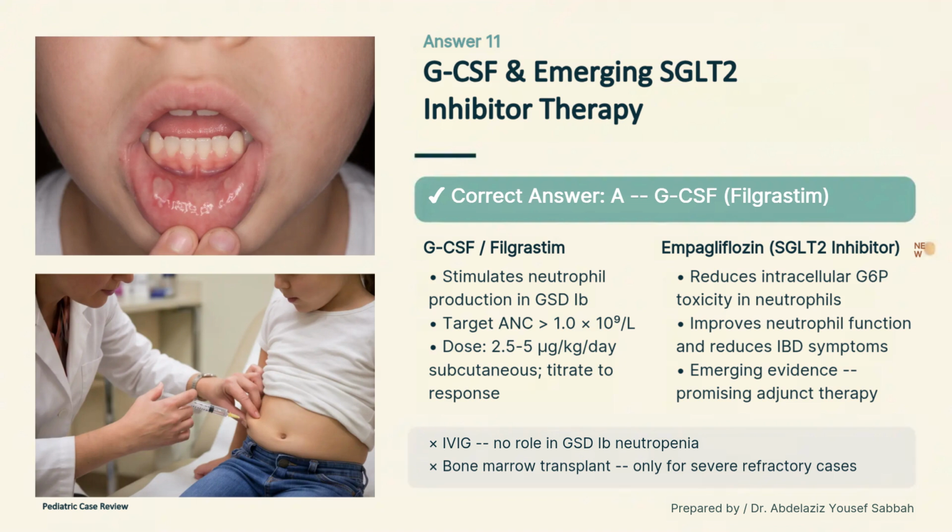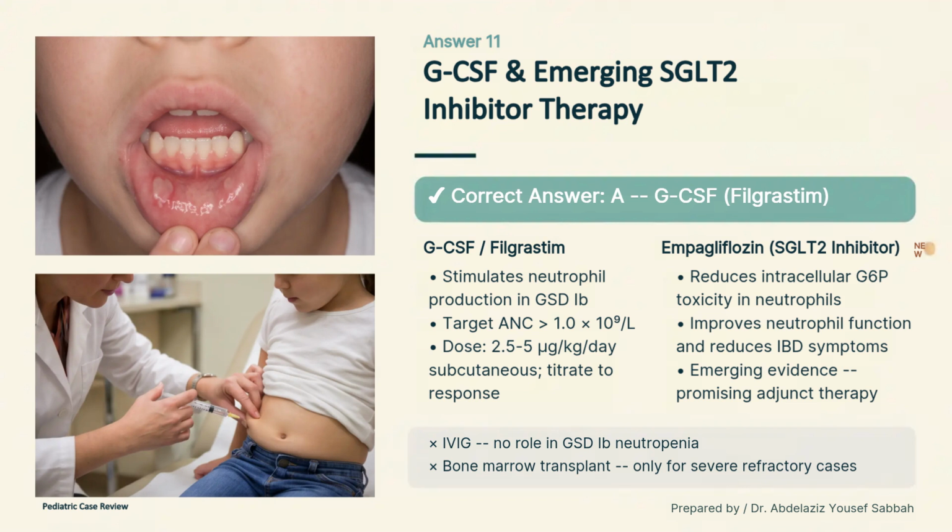This medication stimulates neutrophil production in glycogen storage disease type 1b, with the target being an absolute neutrophil count above 1.0 times 10 to the 9th per liter. It is given subcutaneously at a dose of 2.5 to 5 micrograms per kilogram per day, titrated to response.